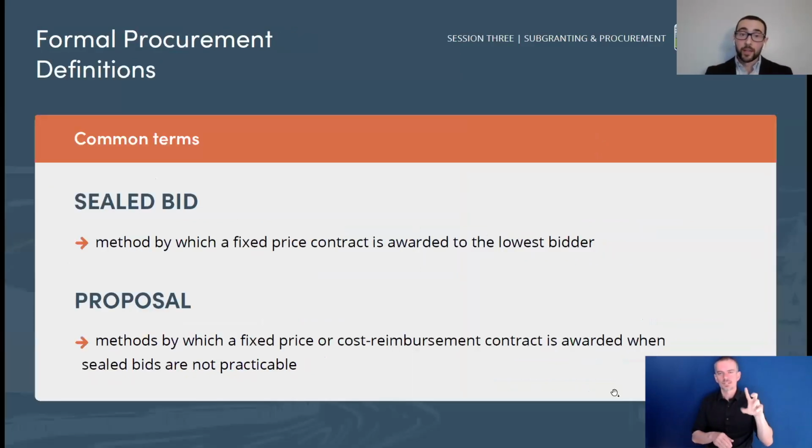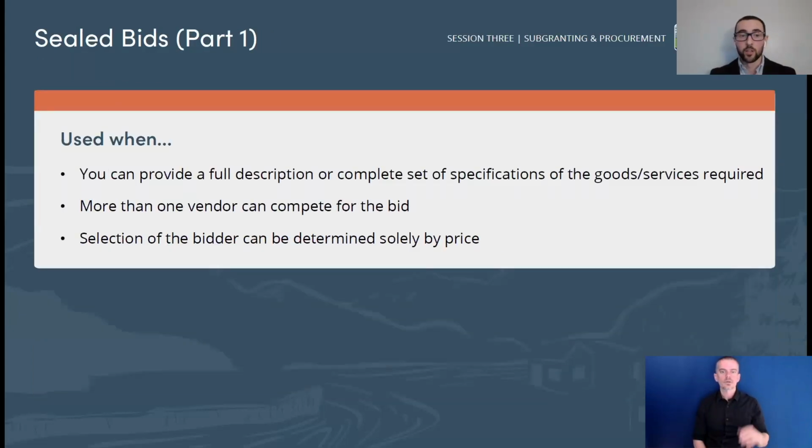So a sealed bid is the method by which you award a fixed price contract to the lowest bidder. And then proposals are used basically whenever a sealed bid is not practicable. You're going to be awarding a fixed price or a cost reimbursement contract, not via a sealed bid. That will be known as a proposal. Okay, so sealed bids.